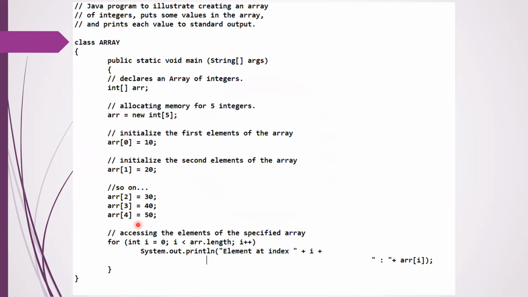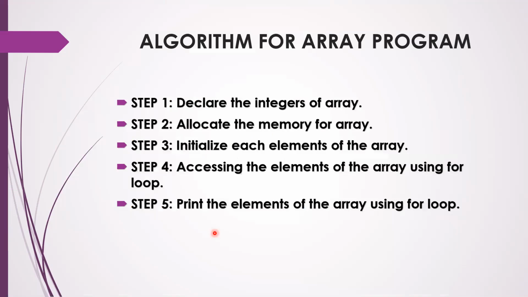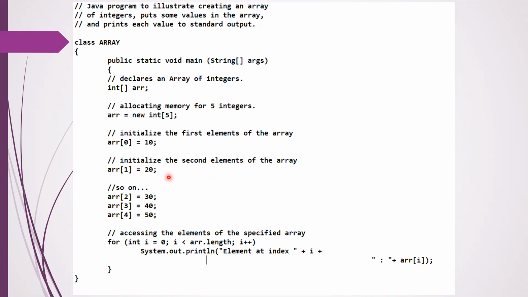Now you have to access those elements. For that you're using for. So the fourth step is accessing the elements of the array using for loop. Using a for loop, you're going to access these 5 elements. For that, you should have first an initialization statement, a condition statement, and then an iteration statement. In the initialization statement, you have I is equal to 0.